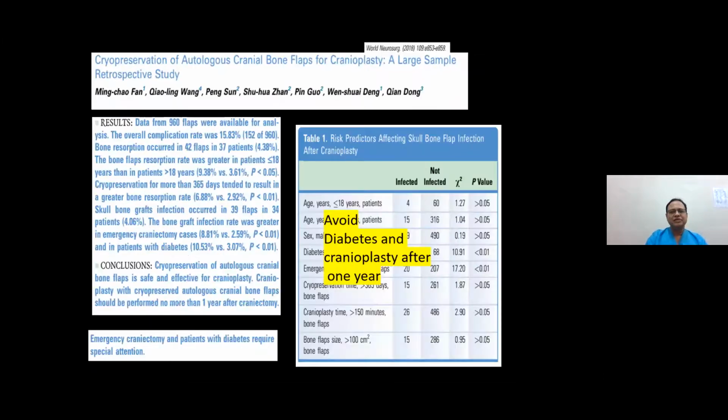But then there's another paper, they said there's one precaution: avoid cryopreservation in diabetic patients, as the chances of infection are higher, and do not do a cranioplasty with the preserved bone after 1 year, because the chances of infection are higher if the bone flap is preserved for more than 1 year. The chances of resorption also are higher. So if one is doing a late cranioplasty, it is always better to use an artificial bone or a 3D printed bone rather than an autologous bone, whether it is in subcutaneous plane or in the cryopreserved one.